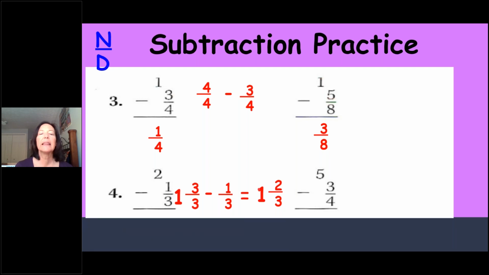That's very tricky. There is a lot going on there. Okay, I get it now. The next one. See what you come up with on the next one. Okay, 4 over 4 minus 3/4. Yes. So what is 4/4 minus 3/4 going to be?